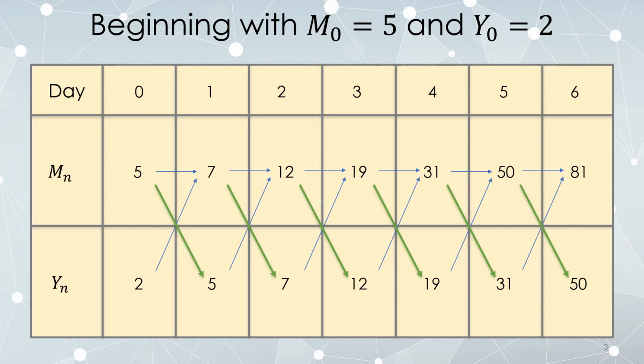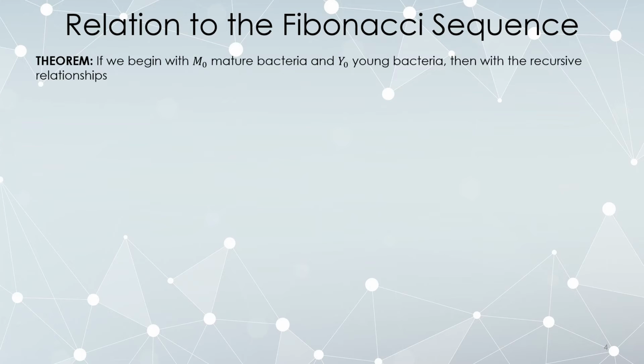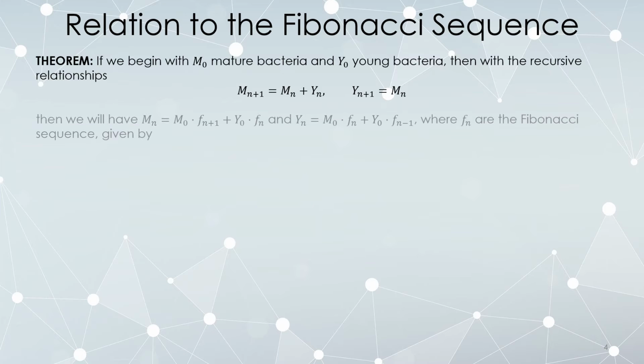Can we figure out what's going to happen as time continues to progress? What's the relationship between all of this and the Fibonacci sequence? So here's a result. No matter how many mature and young bacteria we begin with, here were our recursive relationships. The number of mature bacteria on the next day is all the bacteria we had, whether they were mature or young. All the young bacteria on the next day, however, are only the ones spawned by the mature bacteria from the day before. So these were the recursive relationships we already had.